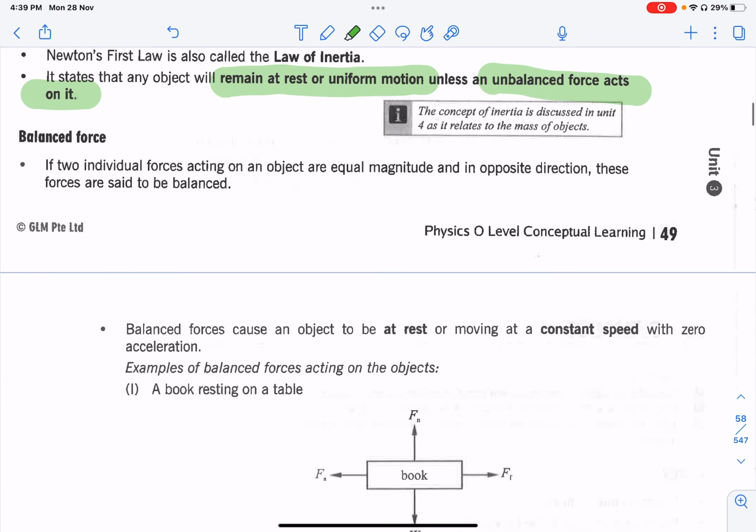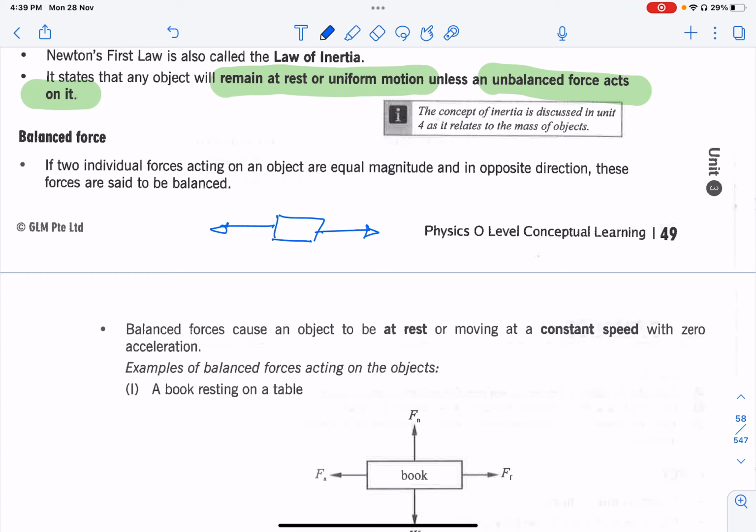So let's say if we look at a balanced force, if two individual forces acting on an object are of equal magnitude and in opposite direction, these forces are said to be balanced. So put it this way: you have a box, and you are doing a tug of war. One person is pulling towards the left, the other person is pulling towards the right. But as a bystander, you see that this box is actually not moving. It actually stays stationary at its position.